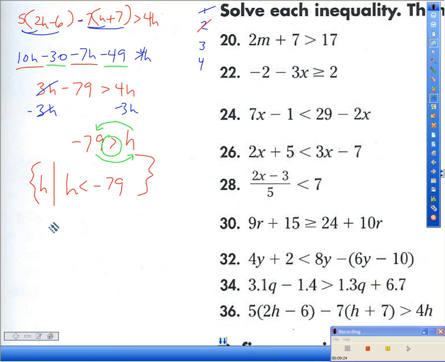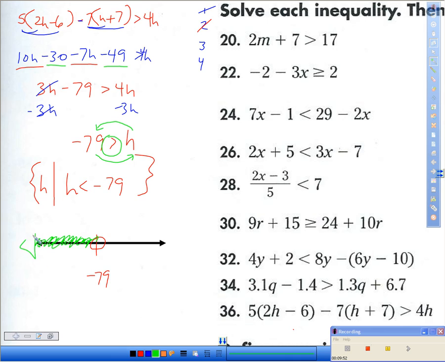If we were to show that solution set on a graph, it would look like a number line. We need to label it with a negative 79. Since we just have h is less than negative 79, the 79 is not included, so we're not going to shade it in. And then I'm going to shade all of the numbers that are less than negative 79. All of those numbers are going to be to the left of negative 79 on the number line. So it will look like this.